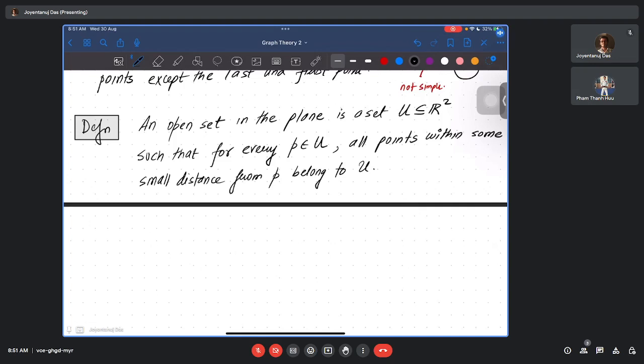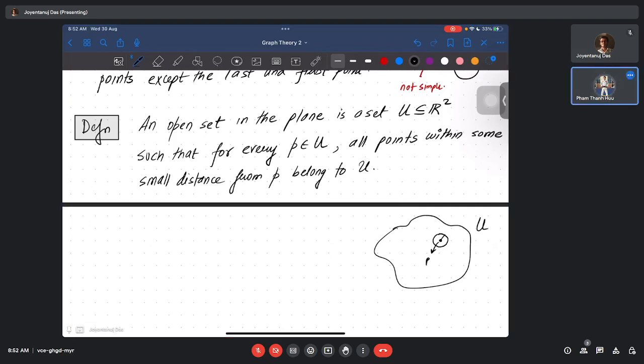What it is saying is: within some small distance. Suppose you have a set like this, a subset of R squared. Suppose I take any point P and I am able to find a region surrounding this point such that every point within that small distance also belongs to U. If that is true for every such point inside U, then we will say that U is open.